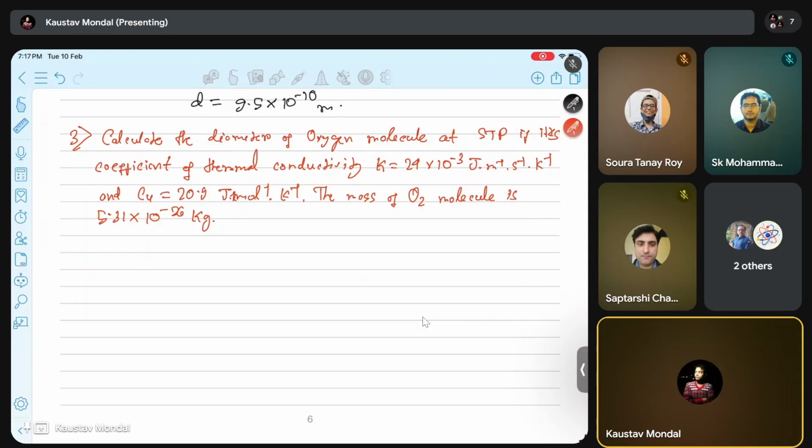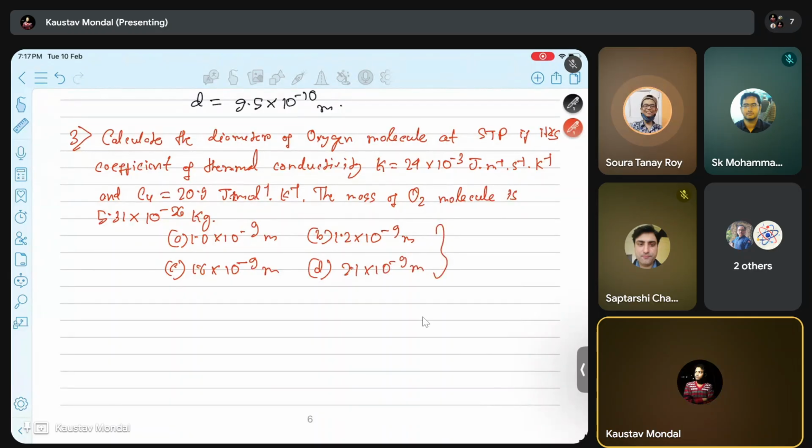Okay, the options are given. Option A is 1.0 into 10 to the power minus 19 meter. Option B is 1.2 into 10 to the power minus 9 meter. Option C is 1.6 into 10 to the power minus 9, sorry, this is 9. Option D is 2.1 into 10 to the power minus 9 meter.